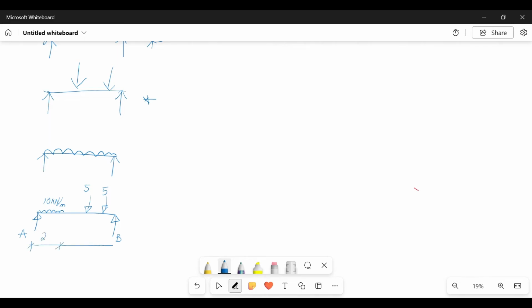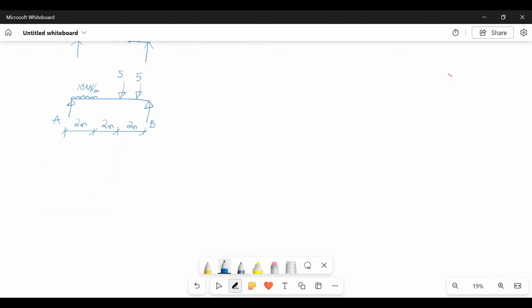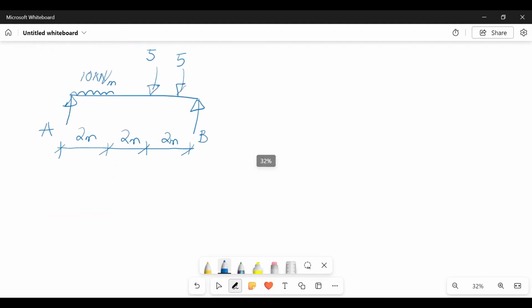Now let's allocate some distances. This is over 2 meters, then 2 meters again, and let's make the remainder 2 meters as well. So the total length of the beam is 6 meters. I want us to try and find the reactions at A as well as the reactions at B. This combines all the examples we've covered up until today.